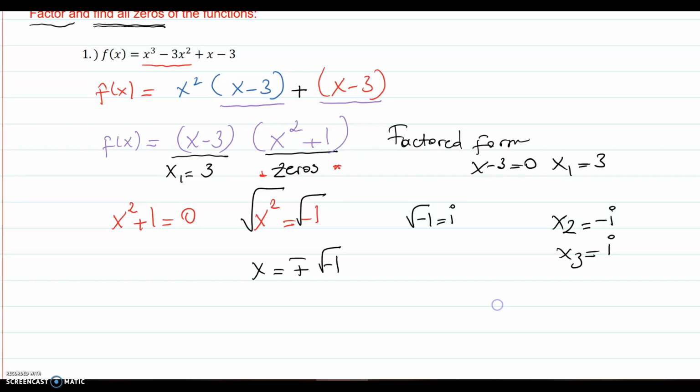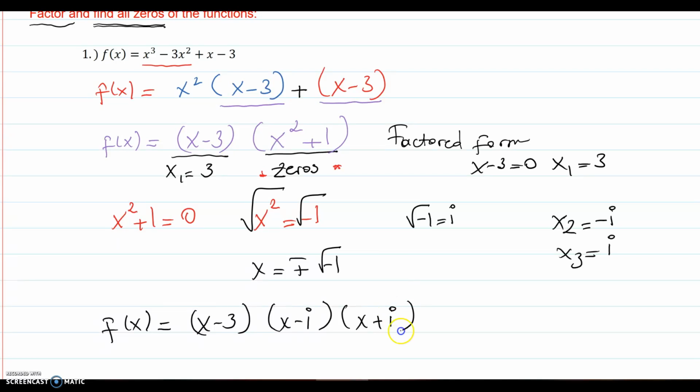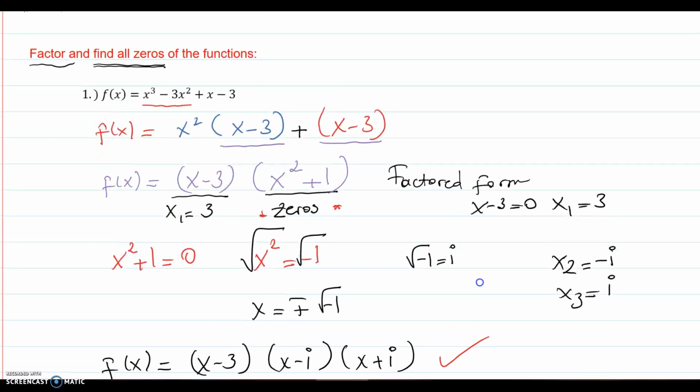Now, if we go with the complete factorization, then we need to write it this way: x minus 3, x minus i, and x plus i. So we're done. All right, so this is question 1 about factoring and finding all zeros of the function. The technique we use here is grouping.